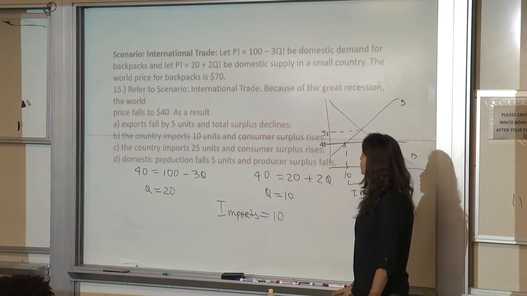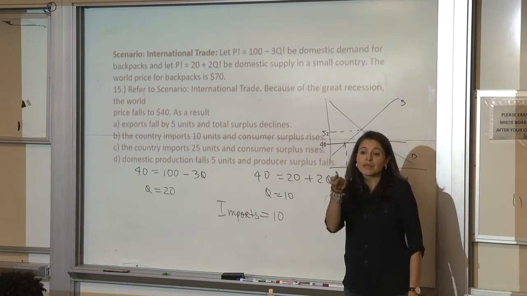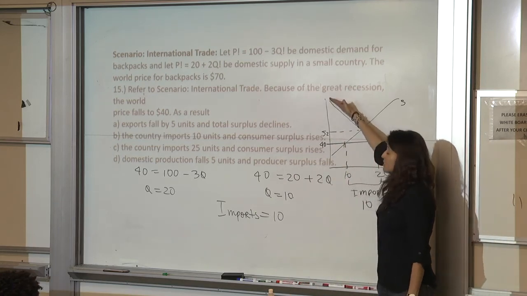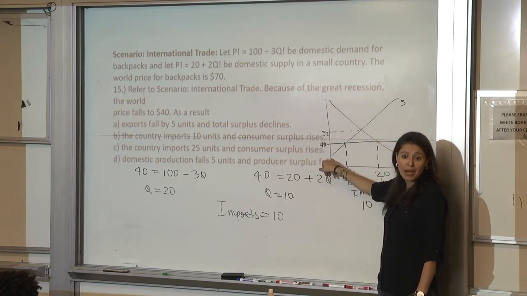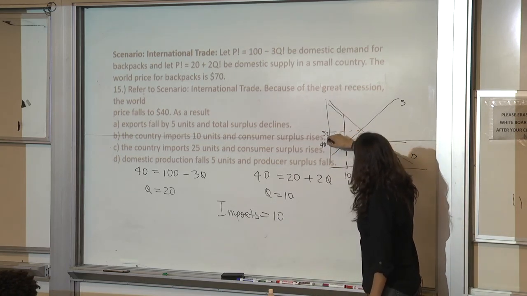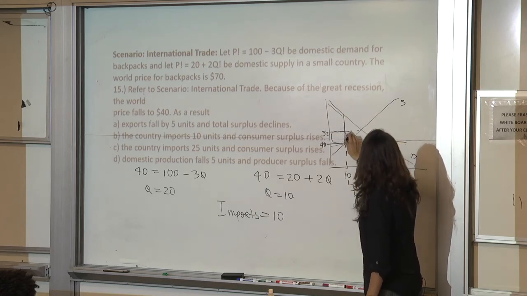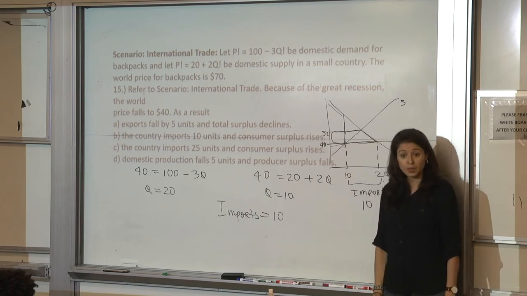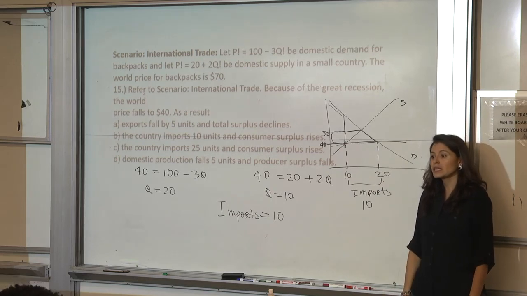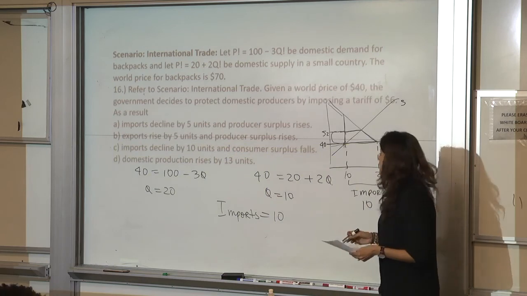The country imports 10 units and consumer surplus rises. Why does consumer surplus rise? Because of the same thing that you were asking before. Now the consumer has a higher willingness to pay for a lower price. So they get this much that they weren't getting before, right? And all of this. Because they are paying less than before. Okay? Clear? Good. Next question, 16.